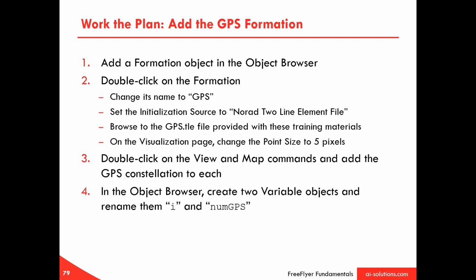We'll add a formation object and edit it so that its name is GPS, and its initialization source is a NORAD 2-line element file. We'll browse to the gps.tle file that you can access through the link provided with this video. And on the visualization page of the formation editor, we're going to change the point size to 5 pixels. Then we'll edit the view and map commands to add the GPS constellation to those two views. And in the object browser, we're going to set up 2 variable objects and call them I and numGPS.